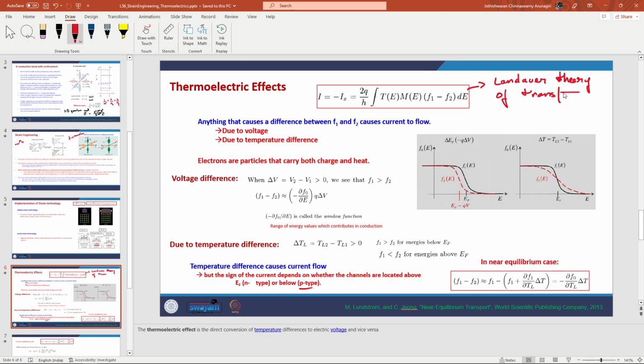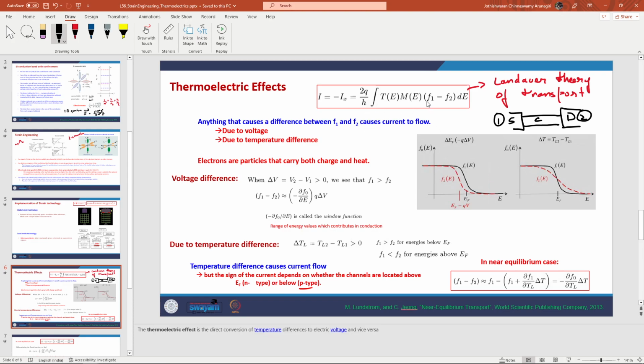So again, for our discussions in this part, we shall consider the old two-terminal device. We shall not be looking at three-terminal devices. We are looking at a two-terminal device where we have a source, a drain, and a channel. So for this, we know that this is how we write the current that flows between regions. So this I call region 1, this I call region 2. So from 1 to 2, the current flow is given by this integral.